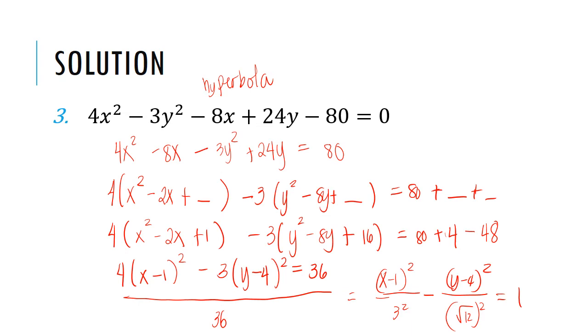You may be wondering why I wrote 4 over 36, or 1 all over 9, in the form of 1 all over 3 squared, and the same with 1 all over 12. I express it in terms of squares because the standard equation for the hyperbola requires that the denominator should be a square. And so from here, by inspection, we can see that equation 3 really represents a hyperbola.